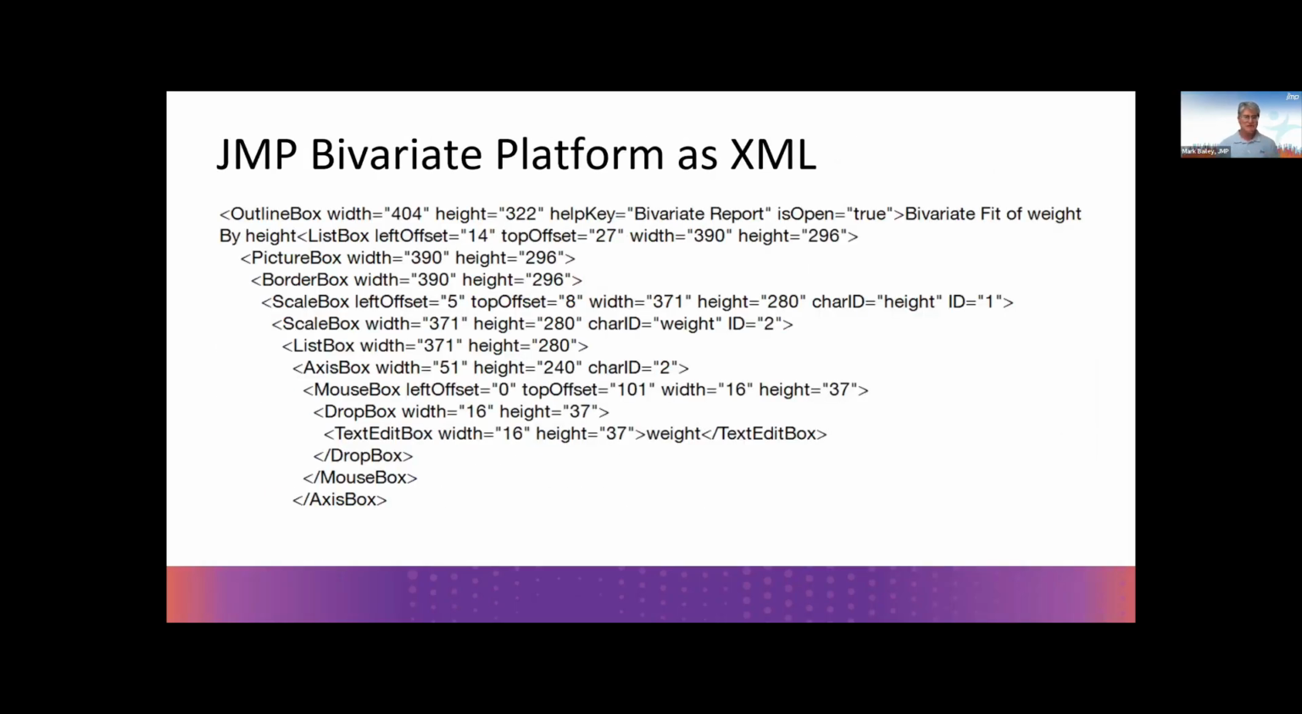So this slide shows you the beginning of the XML file for that bivariate window. This is the extensible markup language. We're not going to go into detail about it, but the idea is that this is a way of representing a JMP window, and the XPath query language is based on this form.